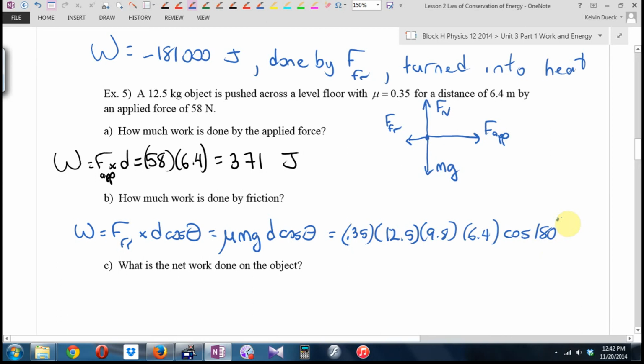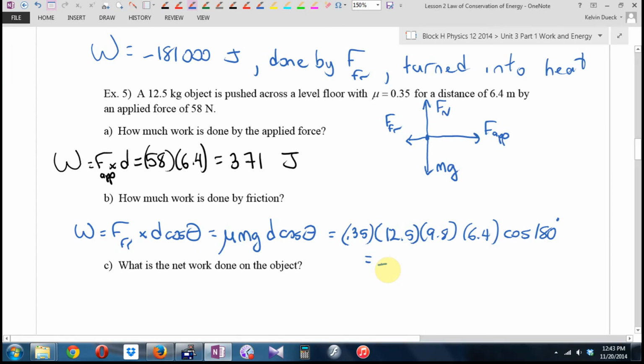Do you guys have a calculator on you? What is the cosine of 180? It's going to give me a negative work. I'm going to lose energy. And this is one more way of reminding you that the force does have to be in the same direction. The opposite direction is also okay, but you're going to be losing energy to friction. And that's where the negative is coming from, that cosine equation that I gave you the other day. Crunch the numbers. What do you get when you go 0.35 times 12.5 times 9.8 times 6.4 cos 180, or times -1?